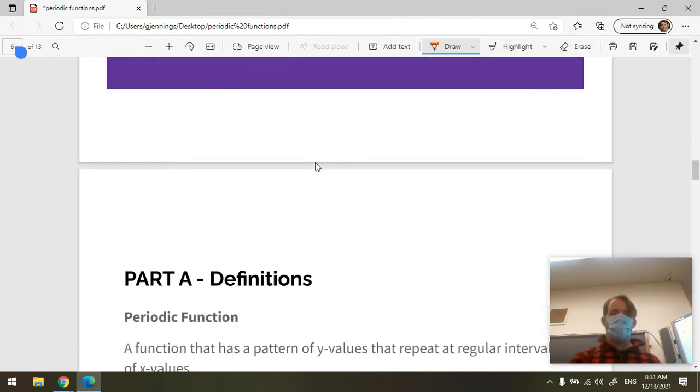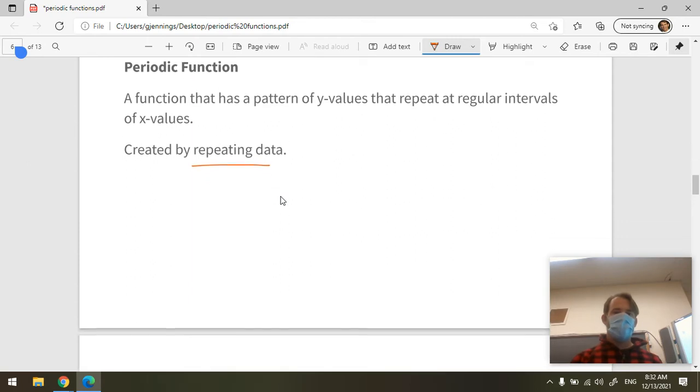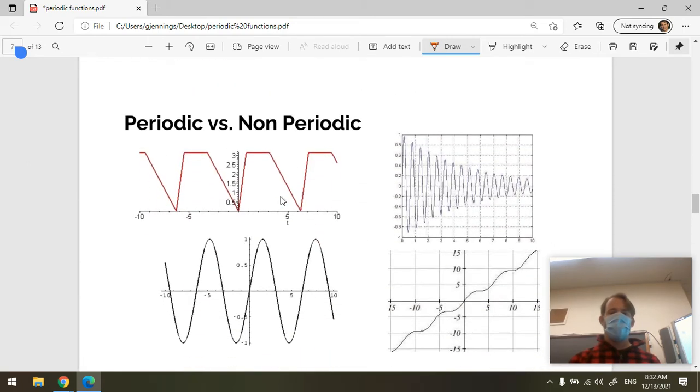So today we're looking at periodic functions and their properties. On the handout, which you will receive tomorrow, but you could take this down in your notebook now, you're going to want some definitions. So periodic functions are functions that have a pattern of y values, a pattern of outputs that repeat at regular intervals of x values. So we have some kind of repeating data. This is the most important part of what makes a periodic function. We're going to have some repeating data and some pattern that repeats in the data.